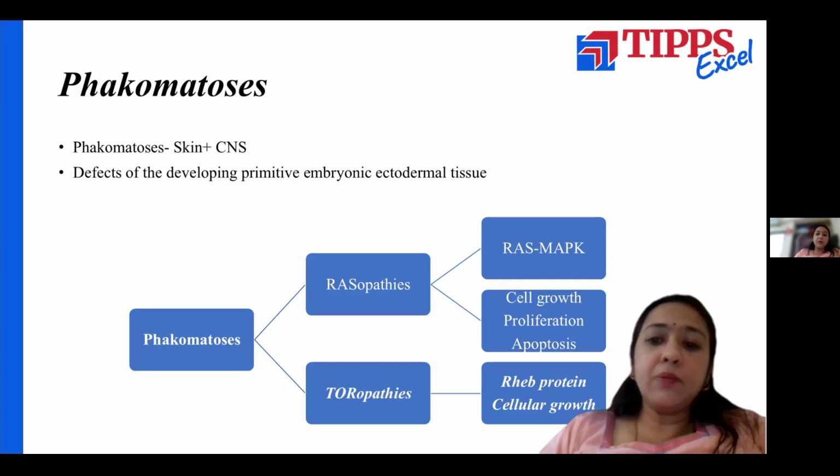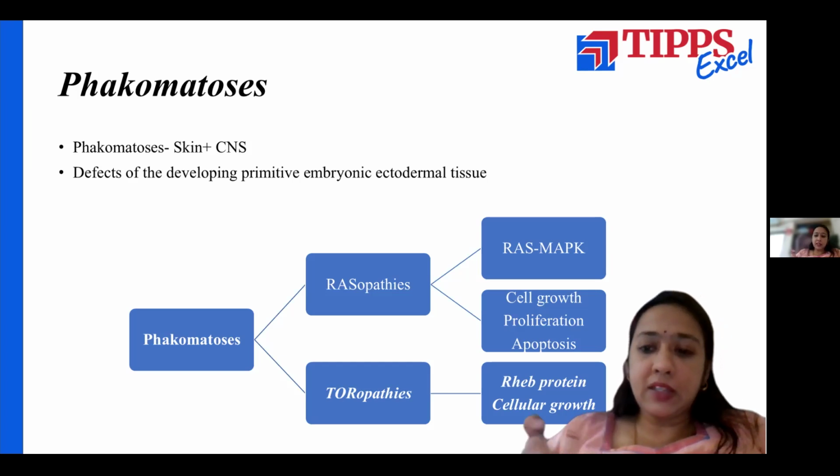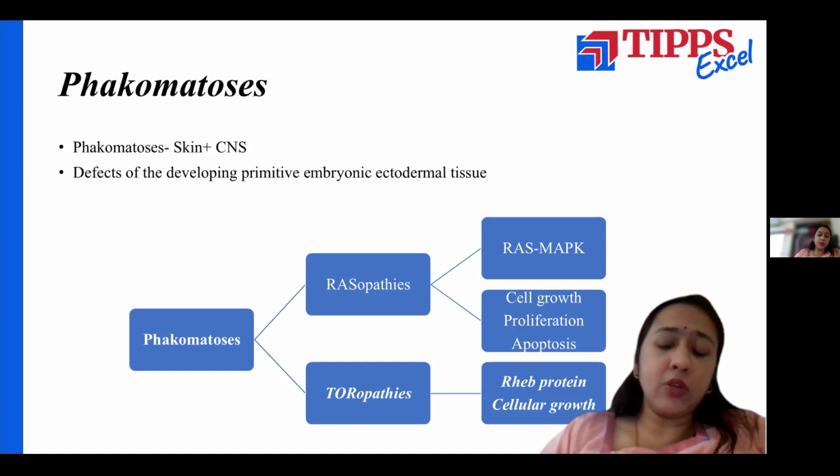This phacomatosis can be broadly classified as rasopathies and tauropathies. I'll be explaining it in subsequent slides. So first we are going to deal with tuberous sclerosis. It is basically a tauropathy. We can remember it like that: T for T. So tauropathy is tuberous sclerosis.